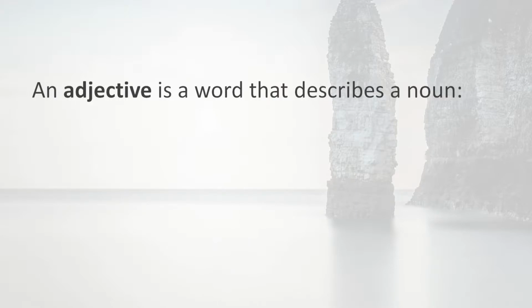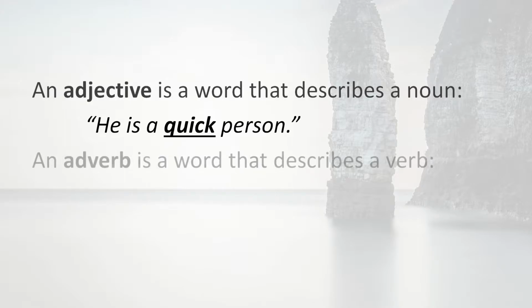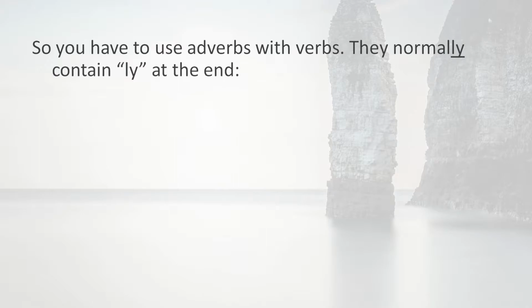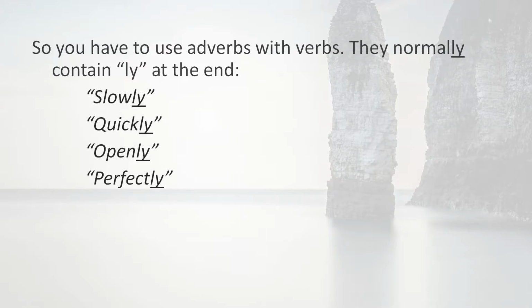Adverbs. An adjective is a word that describes a noun. He is a quick person. An adverb is a word that describes a verb. He is running quickly. So you have to use adverbs with verbs. These normally contain ly at the end. Slowly, quickly, openly, perfectly. But sometimes they don't.